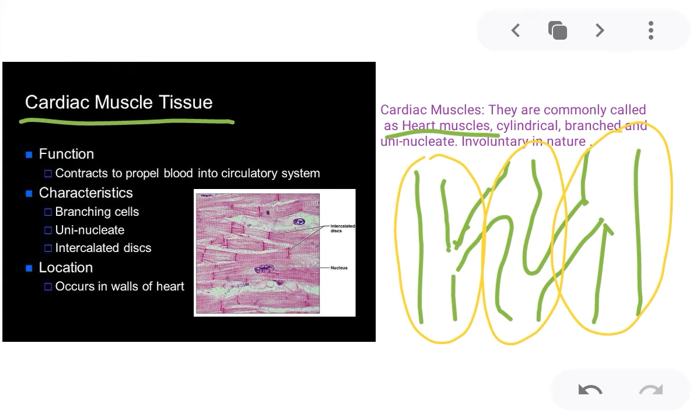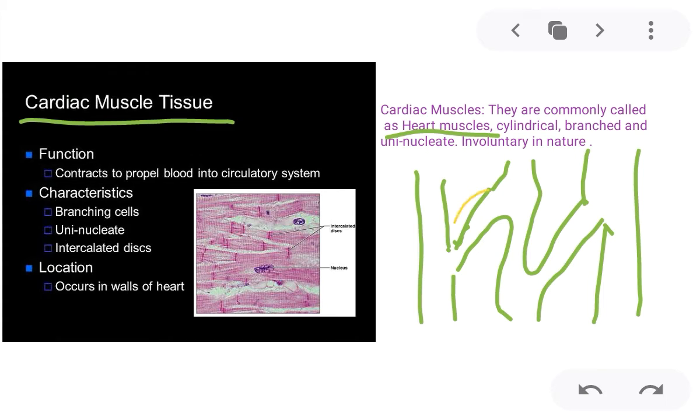So these three cells I mentioned are connected with each other with the help of a branching system. You can check here, with the help of branching, right? Let me draw again, then you will understand clearly. This area is known as branches because one cell is connected with another cell with the help of branches, so we call them branching cells. And they are uninucleate in nature. What is meant by uninucleate?